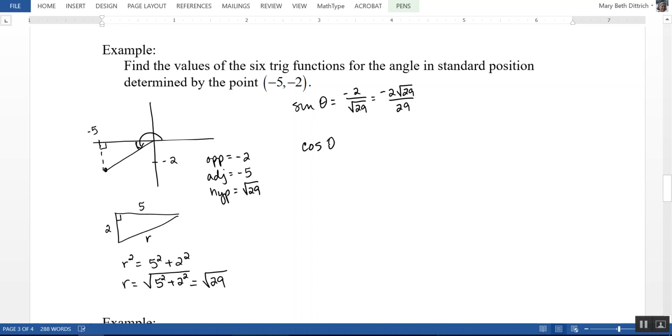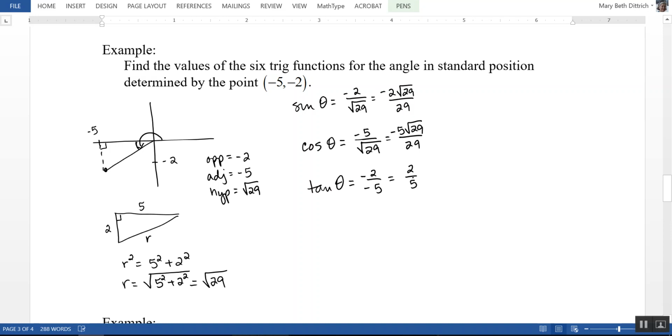Cosine of that angle, cosine of theta, is going to be adjacent over hypotenuse, or square root of -5 over square root of 29. Rationalizing my denominator gives me -5 square root of 29 over 29. Tangent of theta is opposite over adjacent, or -2 over -5, or 2/5.